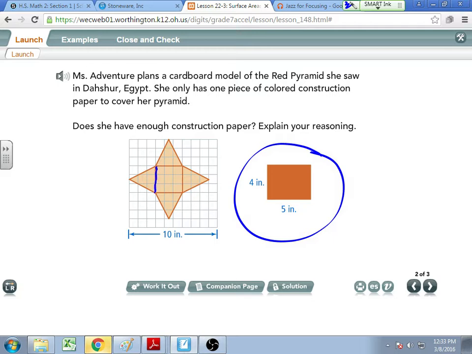So we can easily find out how much paper we need for this base right here. It's going to be 3 by 3, or we can count the boxes and we can see it's 9 square inches.